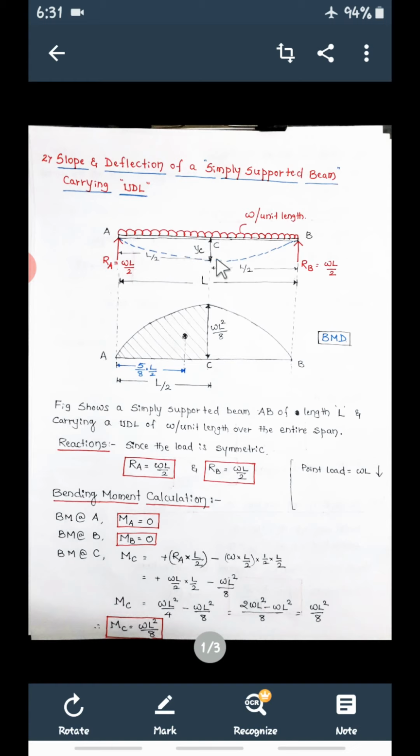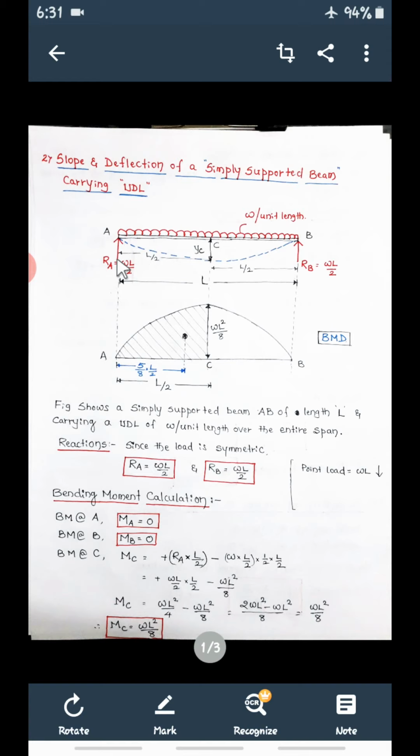Bending moment at C, with sign convention as usual: if it is sagging, it is positive; if it is hogging, it is negative. Now bending moment at C. So this is the reference point. First take this reaction RA. So plus RA into L by 2. What is the distance between RA and C? It is L by 2, half of the total span.